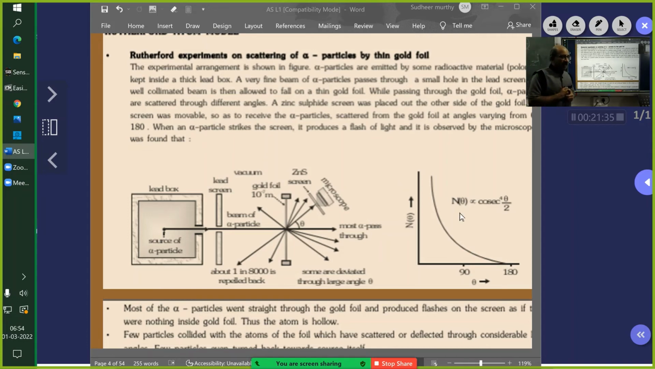Students, this graph is not included in the PU syllabus, but for JEE Mains and NEET it is important, and the relation is very important. You have questions on this, because N stands for the number of alpha particles deviating at an angle theta, and this is proportional to cosec to the power of 4 theta by 2. If you remember that much, it is sufficient.